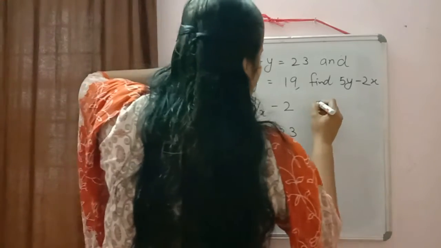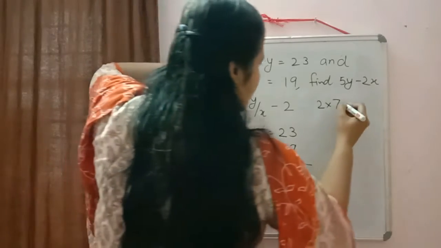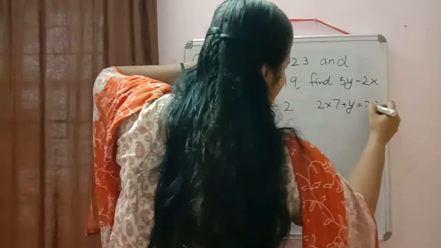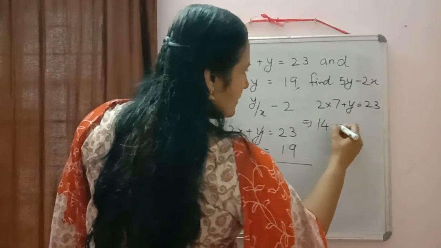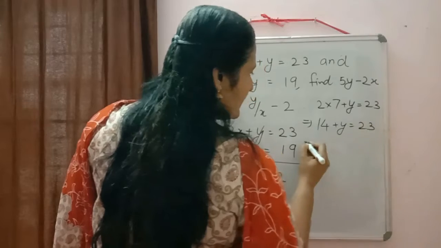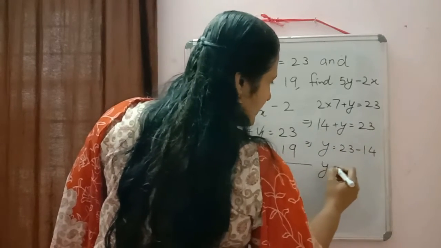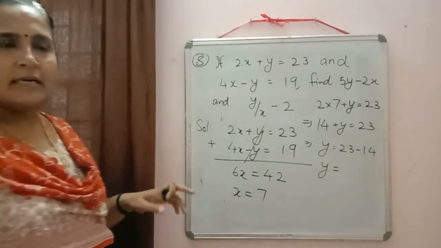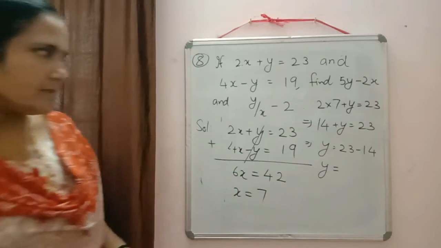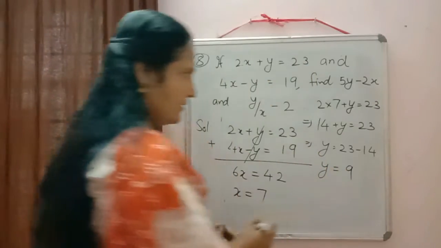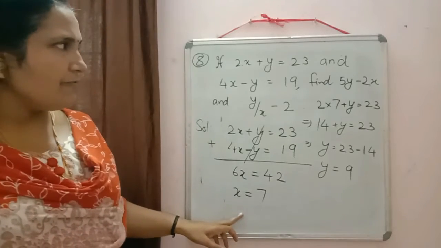So 2x plus y is equal to 23 is given. So 2 into 7 plus y is equal to 23. 2 into 7 is 14 plus y is equal to 23. So y is equal to 23 minus 14, which is 9. So y is equal to 9. Our first part is over. We have calculated the values of x and y.